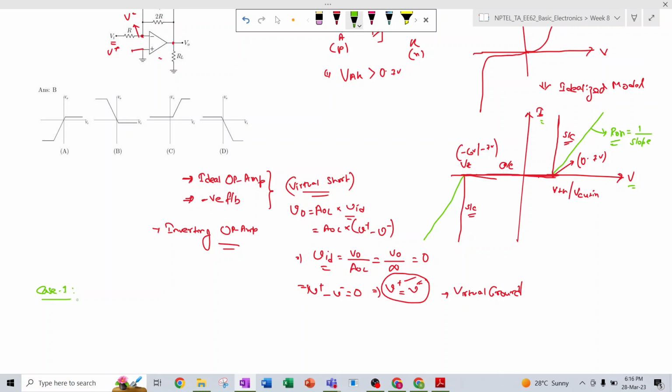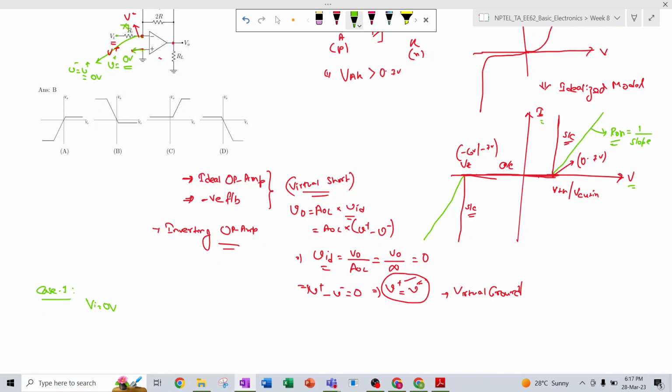So case 1, if Vi is equal to 0 volt, what is happening? Vi is 0 volt, because it is actually connected to ground. According to the virtual short concept or virtual ground concept, as V plus is equal to ground, V minus will also be equal to V plus. That means it is a virtual ground. So this terminal is at ground potential and Vi is also 0.